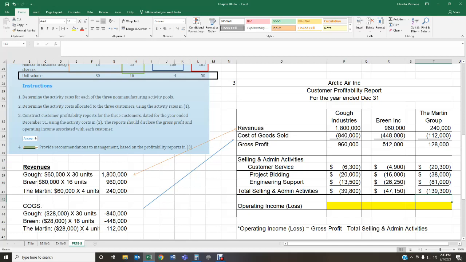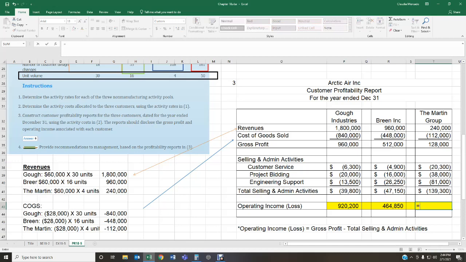Now I can calculate my operating income or loss. Do we make any money? Do we lose money? So I'm going to get my gross profit, and I'm going to subtract my total selling and admin expenses, and that gives me 920,200. So Go still had pretty strong operating income regardless. Now let's look at Bryn. We get our gross profit minus our selling and admin expenses, and that gives me 464,850. Still pretty reasonable. Now let's look at the Martin Group.